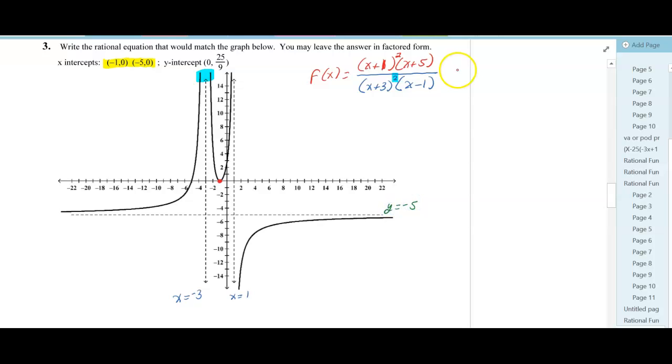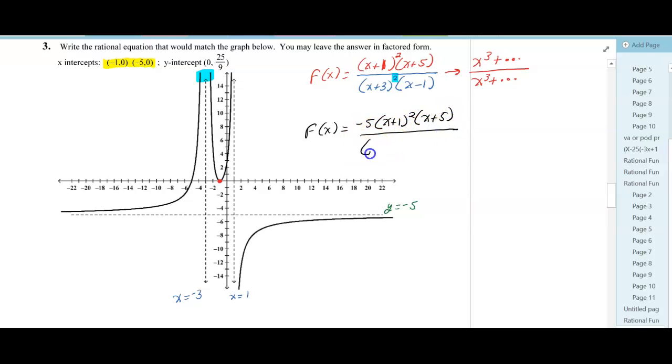If you were to multiply this function out right now, you're going to have x cubed plus some other terms over x cubed plus some other terms. So the horizontal asymptote right now is at y equals 1. In order to fix that, I'm going to put this factor of -5 in front.